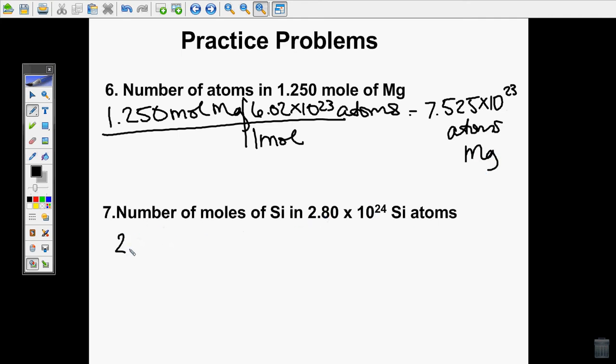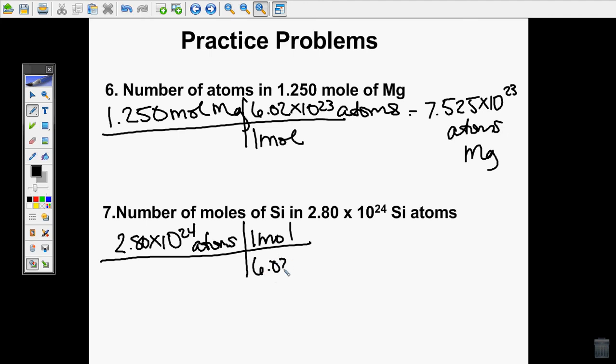Number of moles in this many silicon atoms. So 2.8 times 10 to the 24, oops, there should be a 0. Atoms. And I know in 1 mole of anything, there's this many atoms. So I'm going to multiply across the top, divide by what's on the bottom, and I get 4.65 moles silicon.